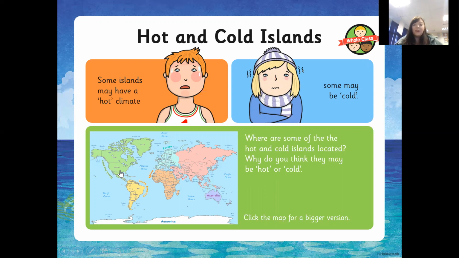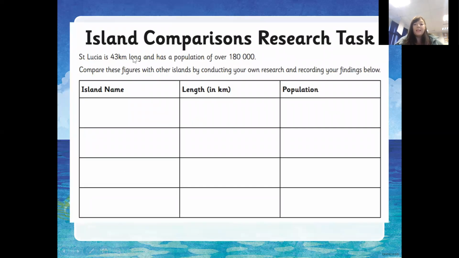Okay, so your task for today is to complete the island comparisons research. So St. Lucia is 43 kilometers long and has a population, which means how many people live there, a population of over 180,000. So what I would like you to do is to find 4 other islands, find their length in kilometres, and find their population and compare them.